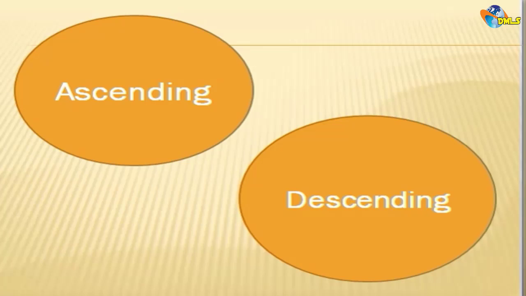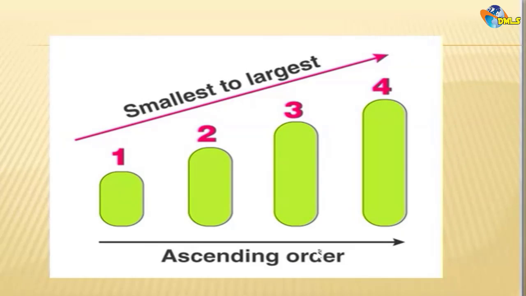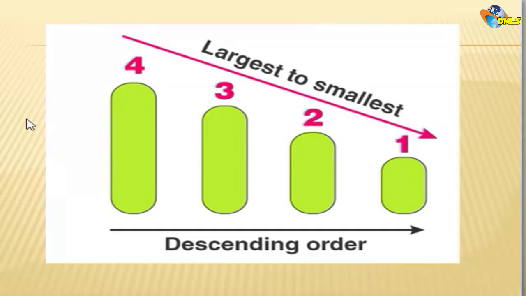If you remember, we have two orders: we have ascending order and we also have descending order. Ascending order is from the smallest to the largest, or to the greatest. We start with the smallest number or the smallest thing. Okay, what about the descending order? We start from the largest, from the greatest number.